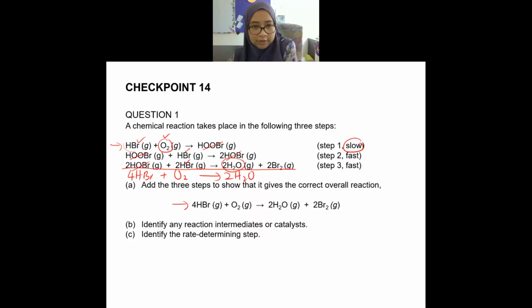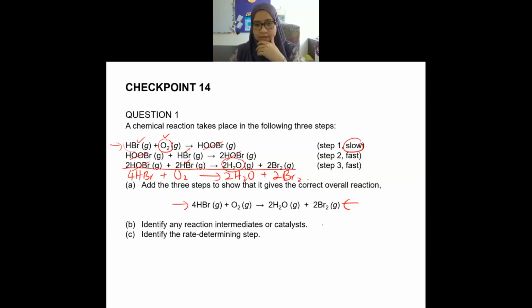Do we have other H2O other than this one? No. Okay, plus 2 Br. So this is also the only Br2 present. So basically it's the same as what we have here. Okay, right. Identify any reaction intermediates or catalysts.